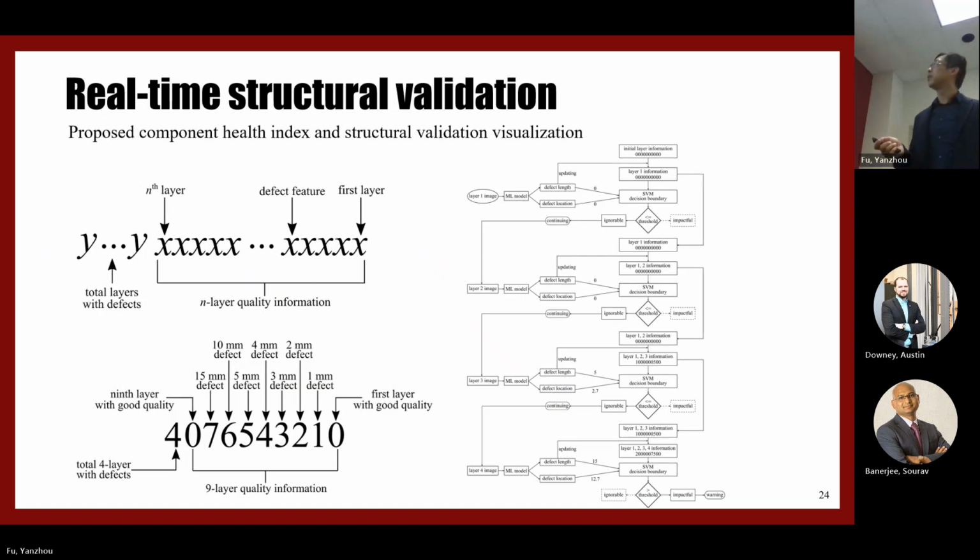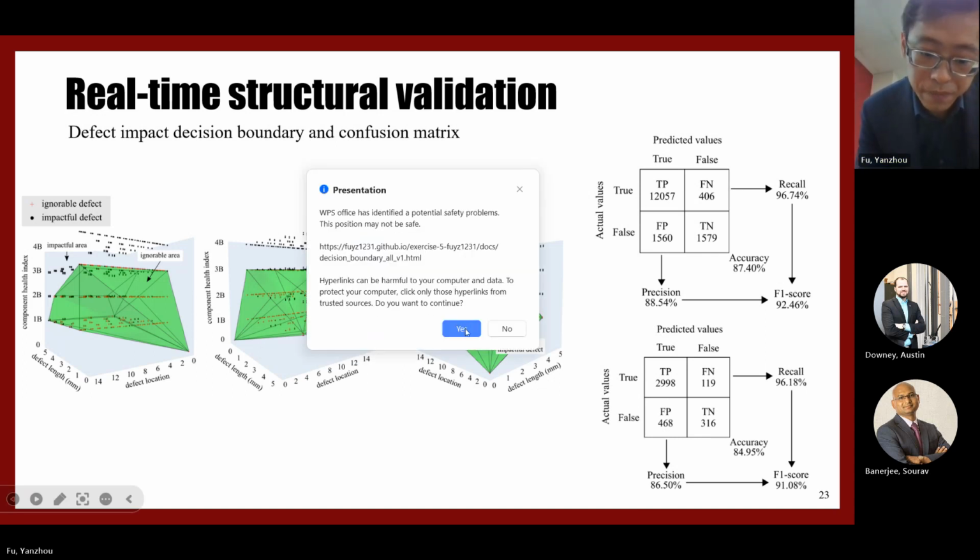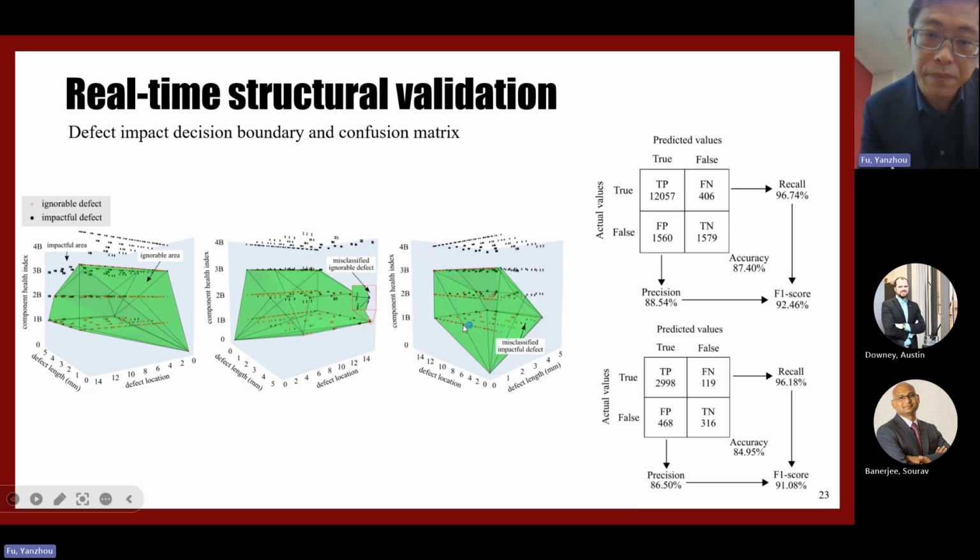And also, let me see. I can't show the interactive decision boundary map on the website.